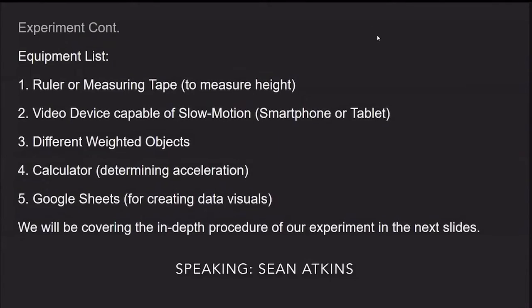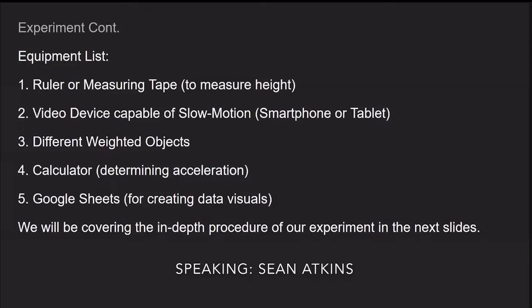So now our experiment list continues. Our ruler or measuring tape is what we used to measure the height. It could either be a yardstick or a ruler, one or the other. Two is a video device capable of slow motion, a smartphone or tablet. One or the other could work. Three is different weighing objects. We used 4 different objects, which we ran through 10 times in our trials.